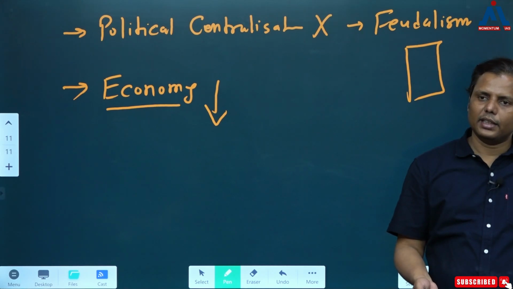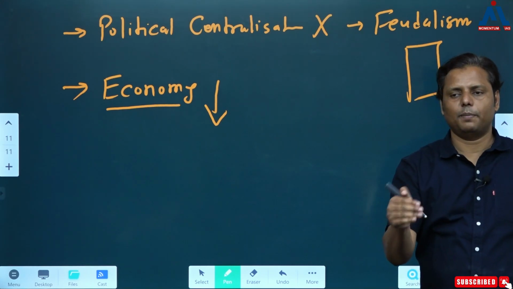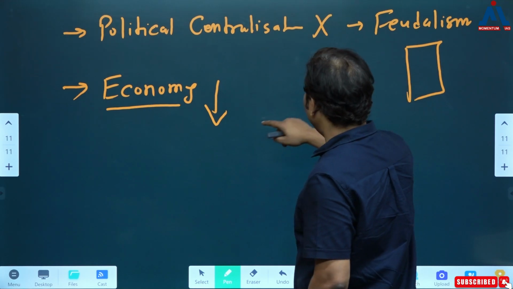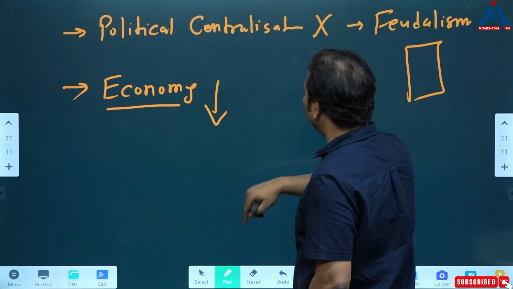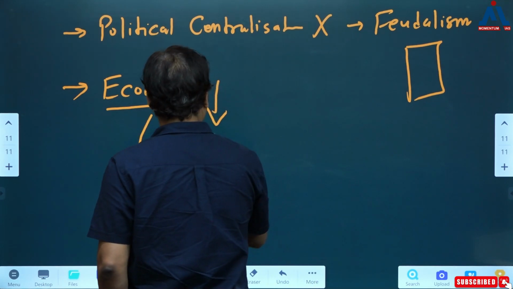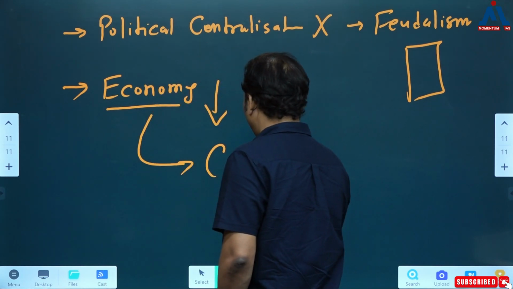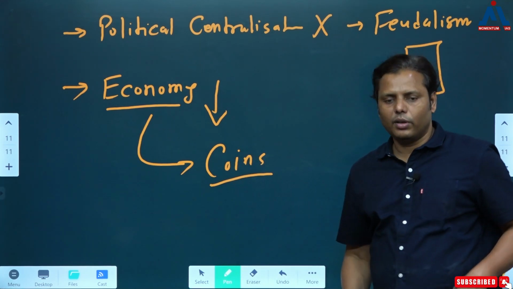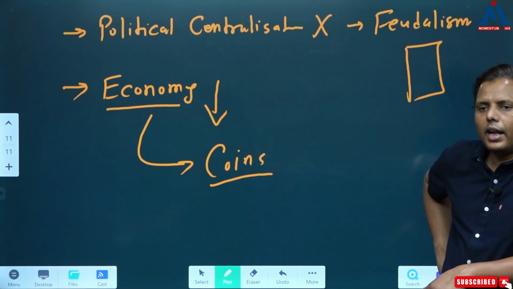You can apply it only in agriculture because feudalism is a land-based system. And since it is a land-based system, feudalism is ultimately indicating towards the decline of economy. Then they are putting forward another idea, and they are saying that even the coins we find in this period are also indicating towards a declining economy.